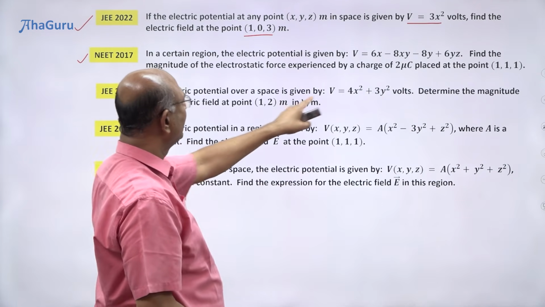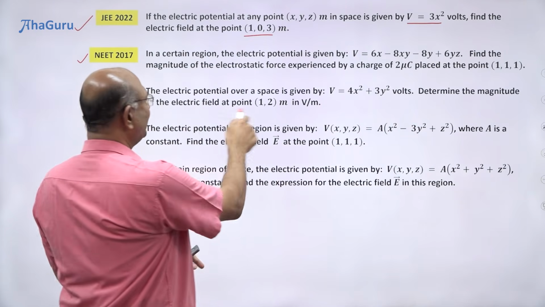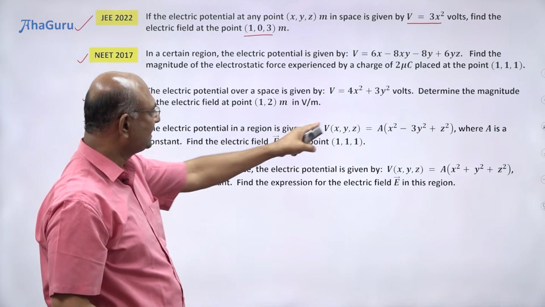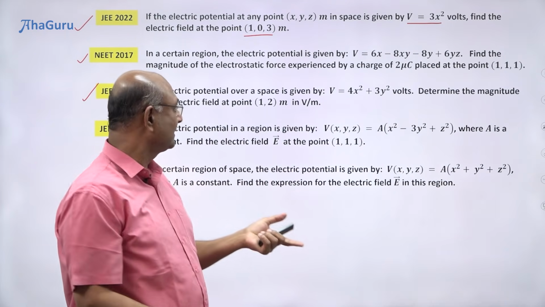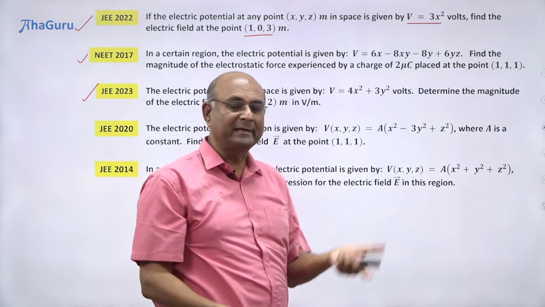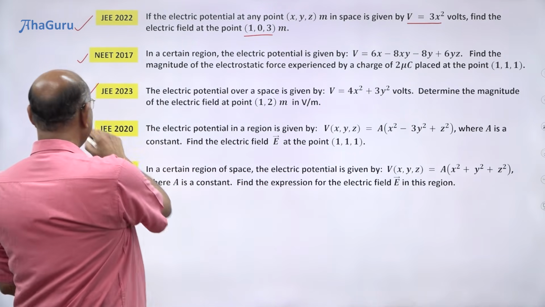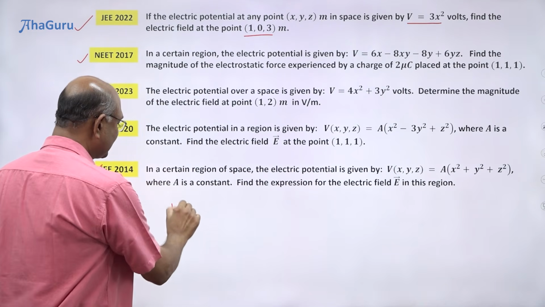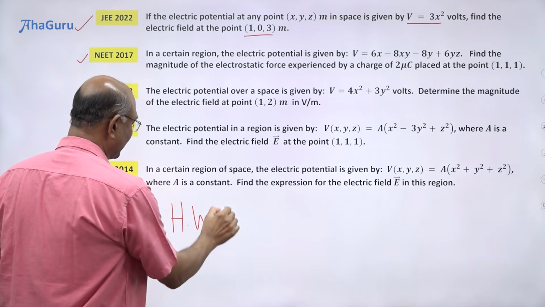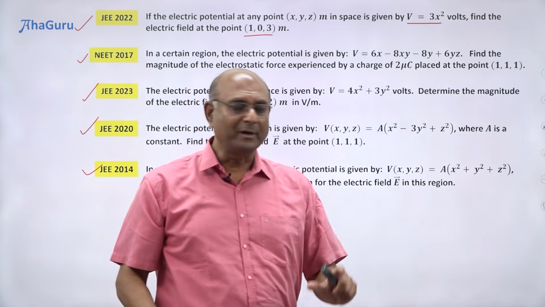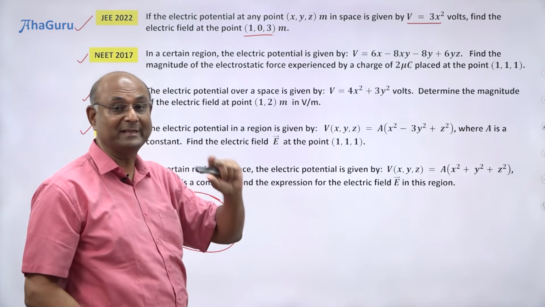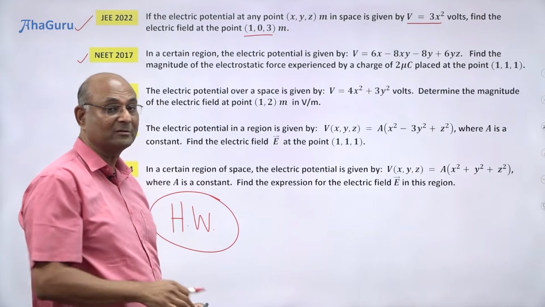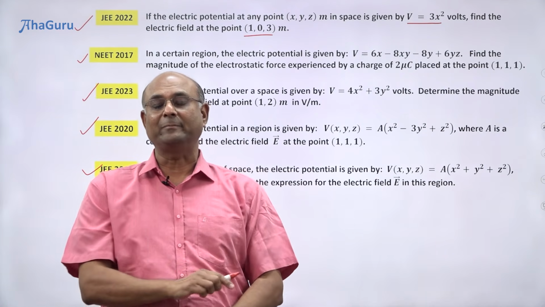JEE 2023. The potential is given. Determine the electric field. Same approach. Exactly same approach. 2020. Electric potential is given. A is a constant. Find the electric field at this point. Well, in terms of A, you will write the answer. That's it. So you can easily solve this one. Same way, JEE 2014 also you can solve. All of these questions, I'm going to give this to you as homework. So try them out. Very simple. You can see that you'll get a lot of confidence solving these because they're all very similar to what we have just done. Very easy to solve. And you can see that you can solve JEE questions, NEET questions quite easily.